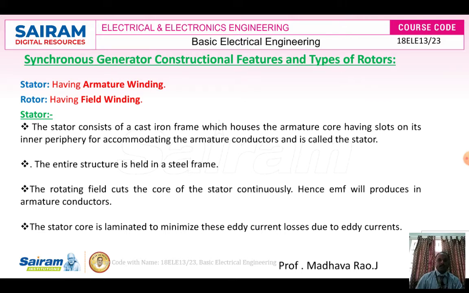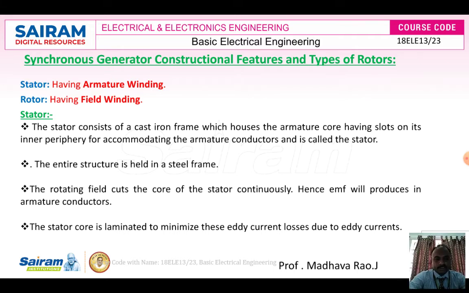Next, the rotating field cuts the core of the stator continuously. The field winding rotates and produces magnetic flux. This cuts the stator conductors, and EMF is produced in the armature conductors. The stator core is laminated to minimize eddy current losses. It is laminated with silicon steel, with varnish, so by that we can reduce the eddy current losses.